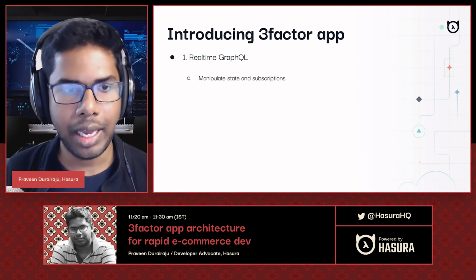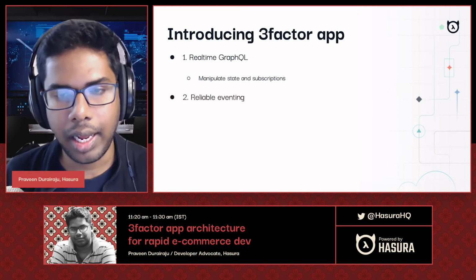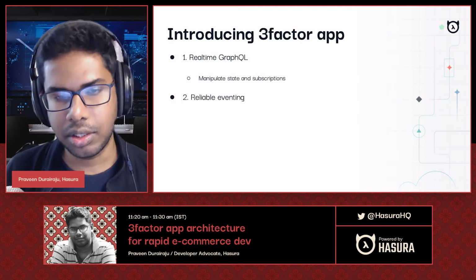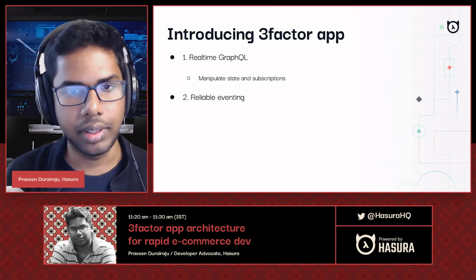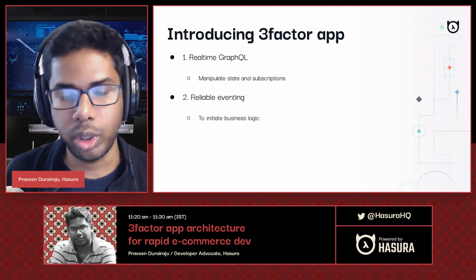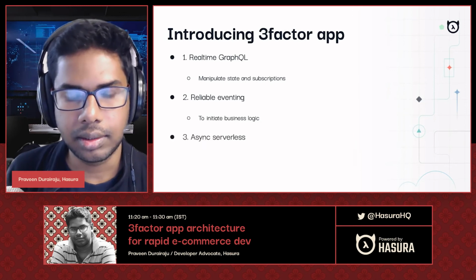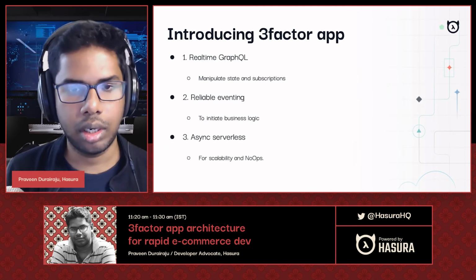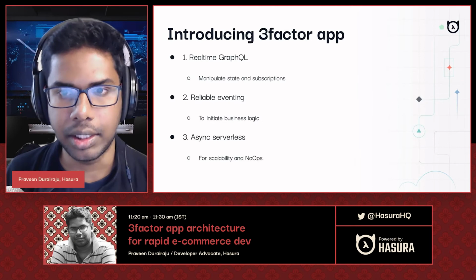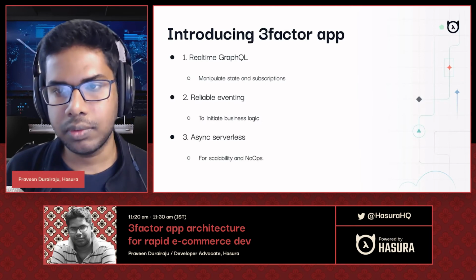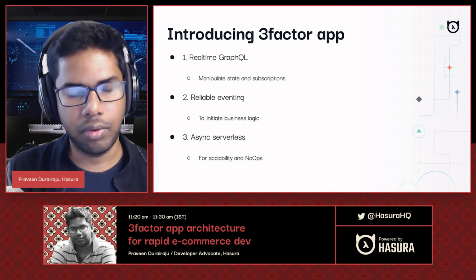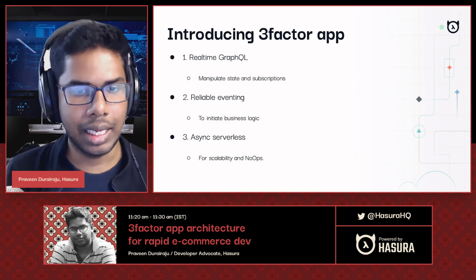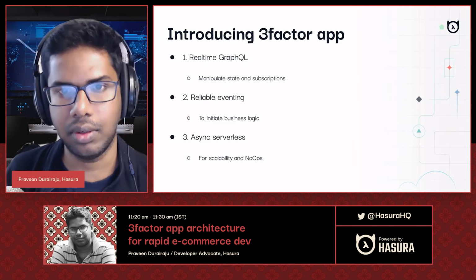So with GraphQL, you manipulate state and subscriptions, and you need a reliable eventing system, which can spawn events and handle retries and logic, right? Business logic of your application is basically triggered via events. So you need a reliable eventing system to initiate business logic. And the third factor is async serverless. This is primarily for infinite scale, having to not worry about operations, right? And manage the servers. So you have functions which are cohesive units, which are designed to perform some operations at a time, and they'll need to have properties to handle the events, right? So that's where serverless will come into the picture.